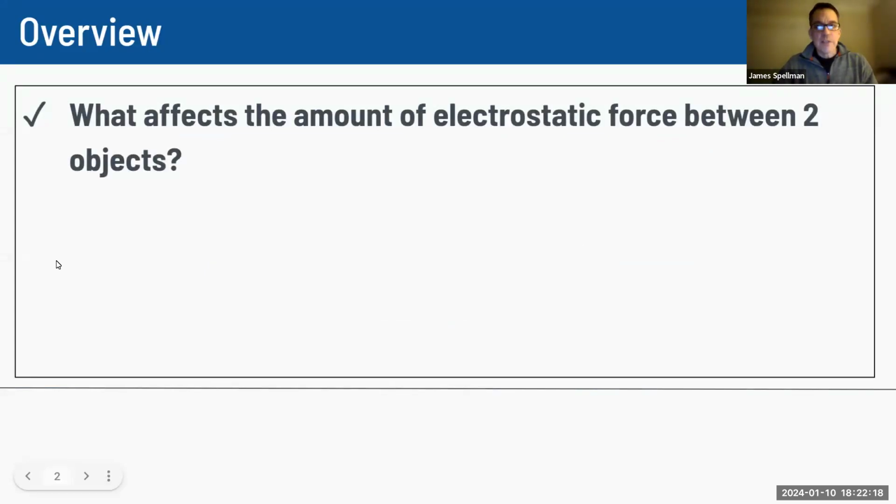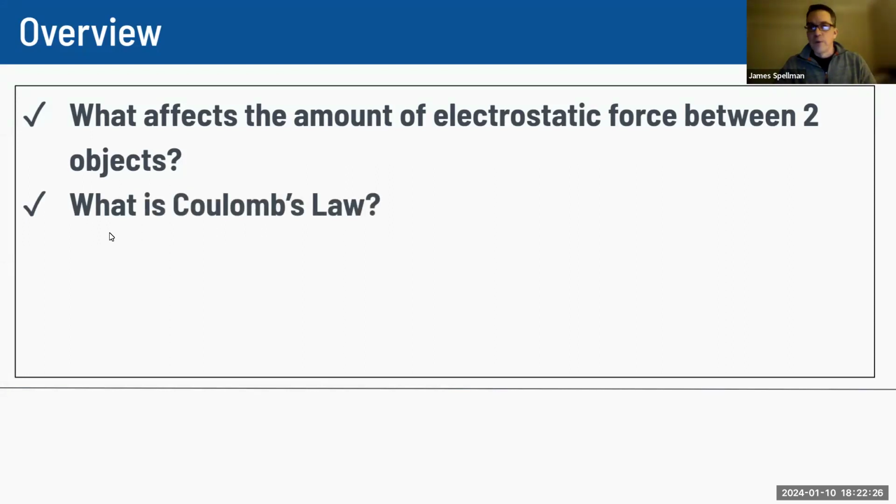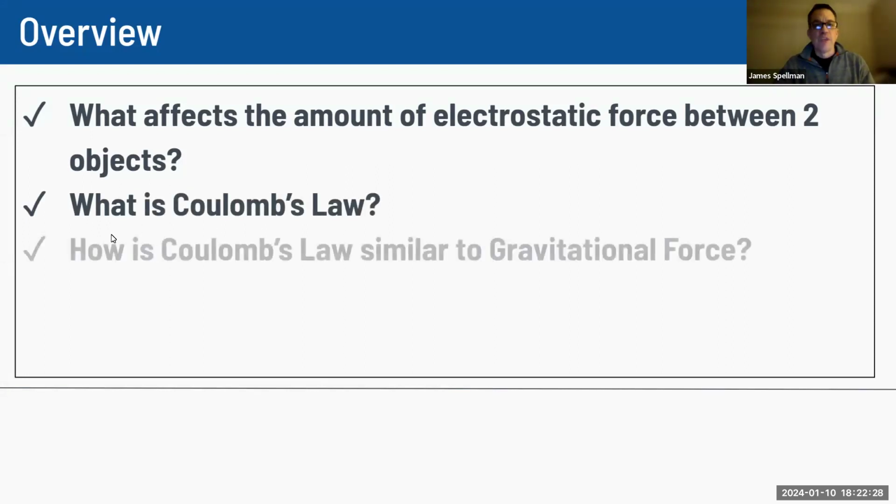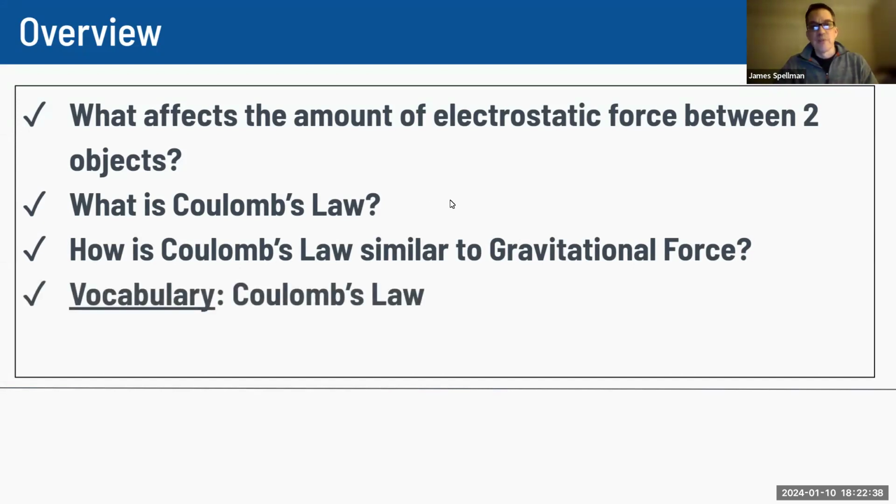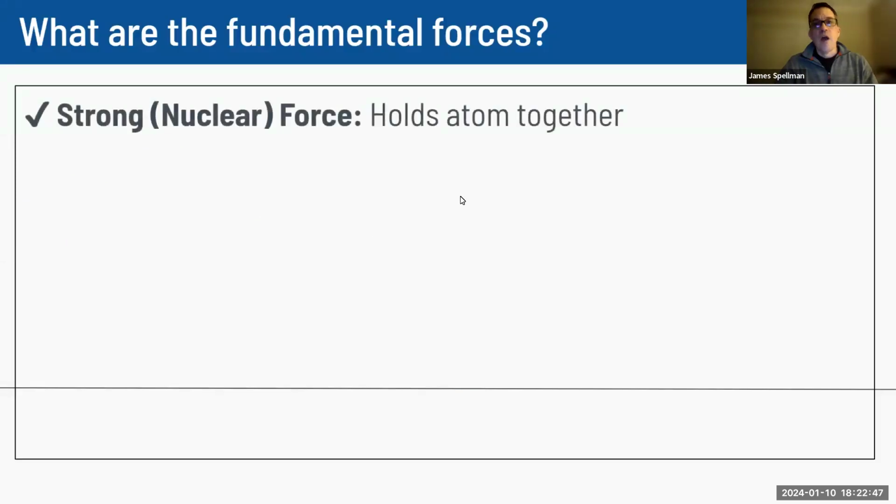One is, what affects the amount of electrostatic force between two objects, or two particles is probably a better way to have written it. What is Coulomb's law? That would be a good one to know. And how is Coulomb's law similar to gravitational force and the universal gravitational law formula that we used back in the fall? Really, Coulomb's law is about the only vocabulary that we haven't introduced. So let's go through these three things with no further ado.